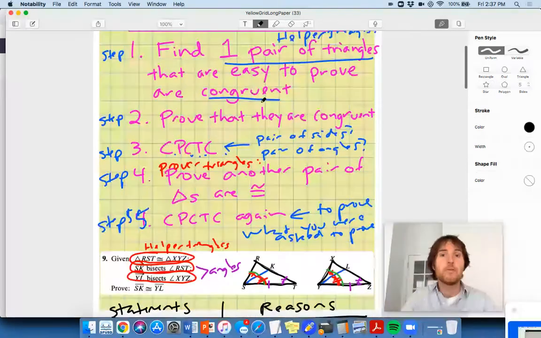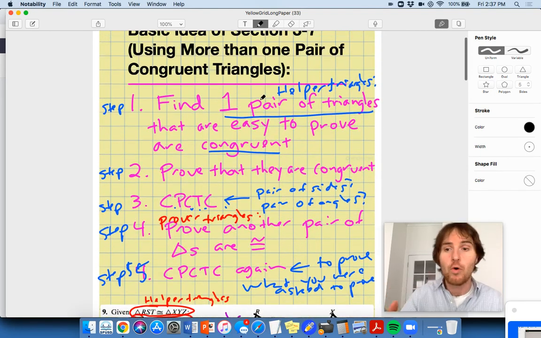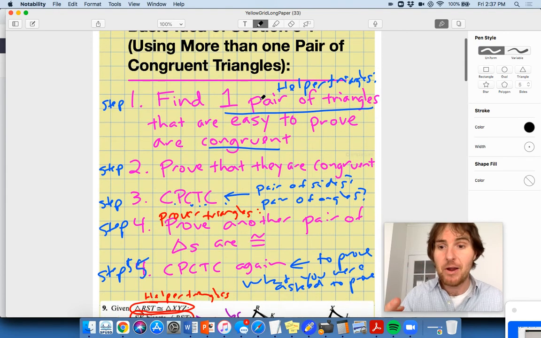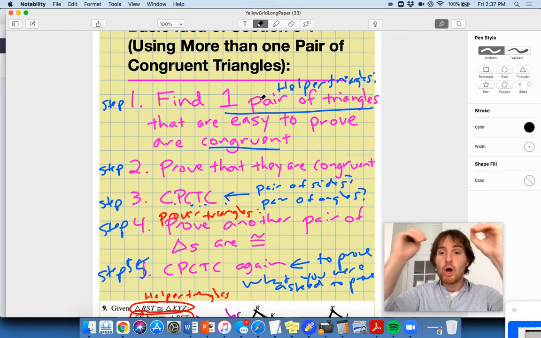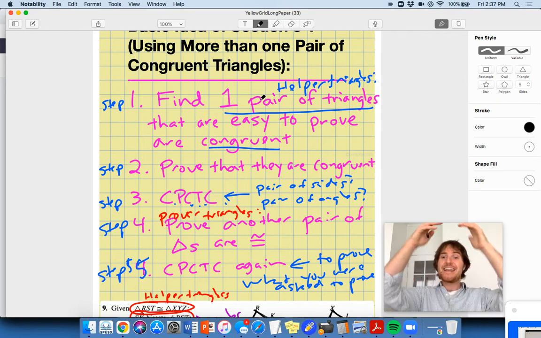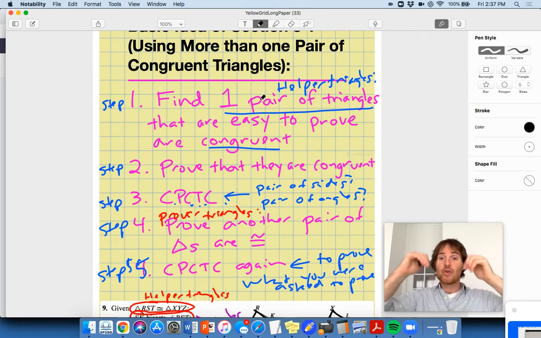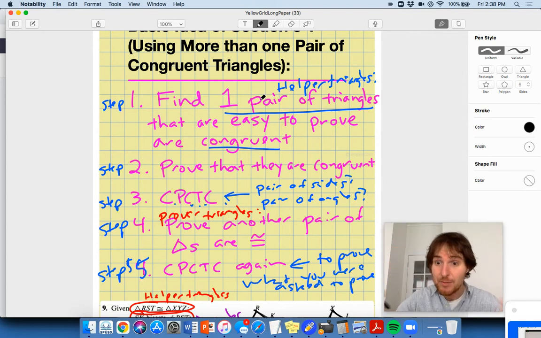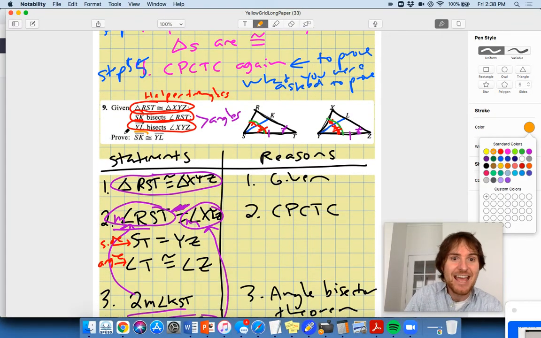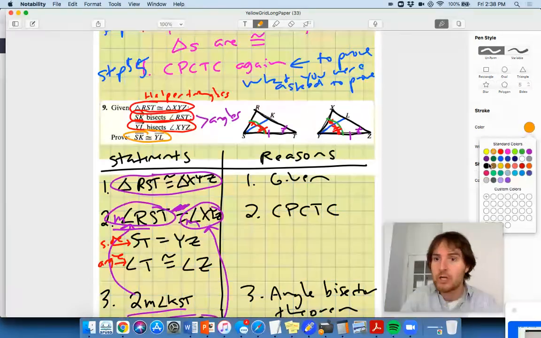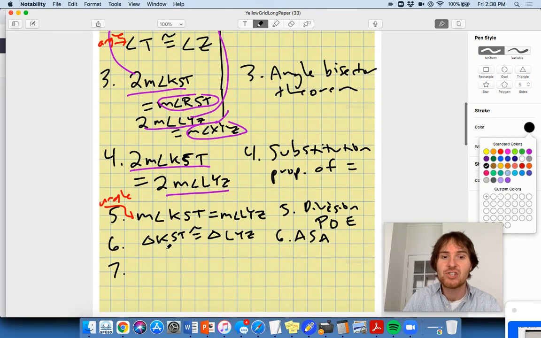So just to summarize, this was the whole point of this section: find a pair of helper triangles, say that they're congruent, use CPCTC to get parts of another triangle that can help you, parts of other triangles, plural, that if you say they're congruent, then by CPCTC, again, double CPCTC, you'll prove what it is you set out to prove here. Now, what we set out to prove is this. We set out to prove that SK and YL are congruent to one another, and we can do that as soon as we have this.